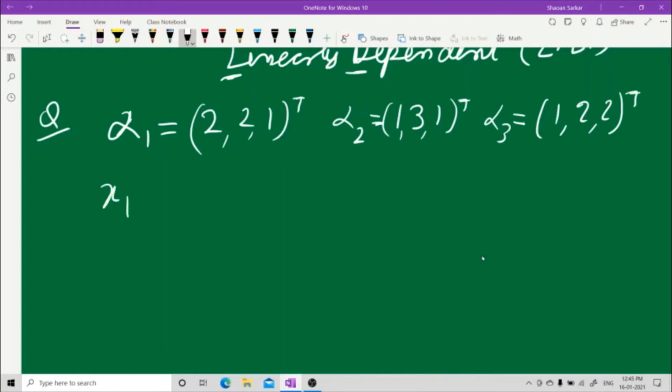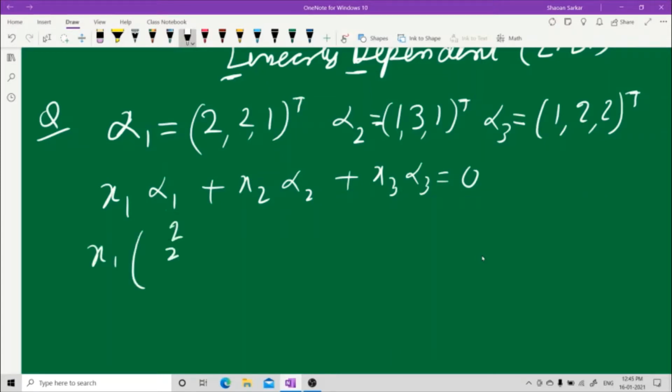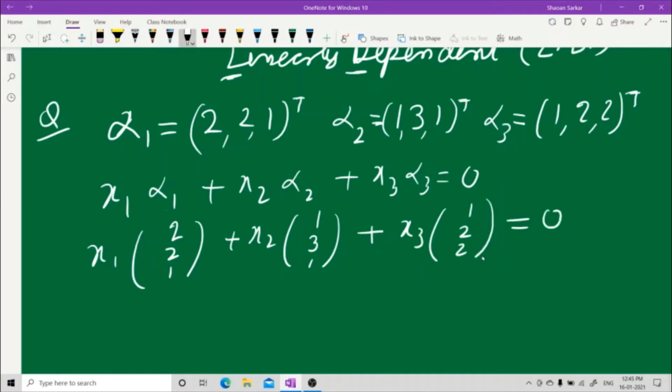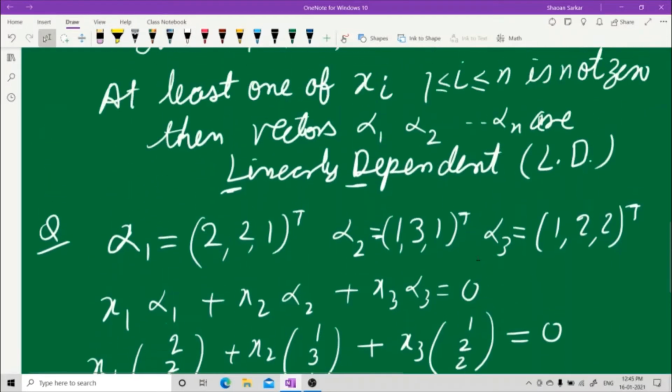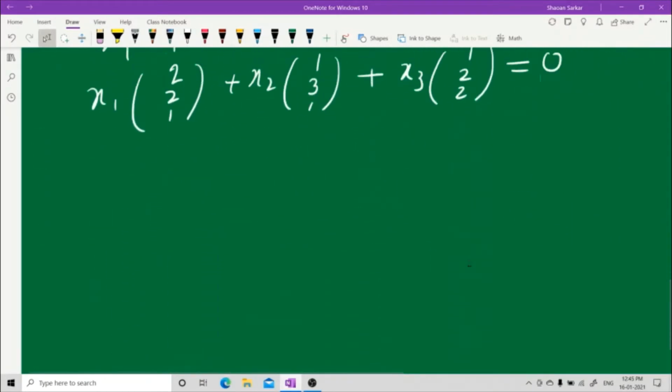See, now the formula is x1 alpha 1 plus x2 alpha 2 plus x3 alpha 3. It should be 0. So let's write it down: x1 times (2, 2, 1) plus x2 times (1, 3, 1) plus x3 times (1, 2, 2), because we are writing in transpose format, equal to 0. This will give me 3 equations. Now this is going to give me 2x1 plus x2 plus x3 equal to 0.